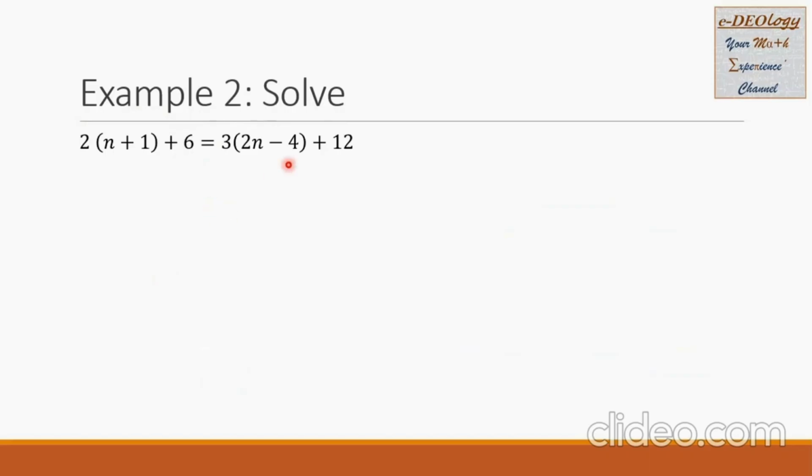Let us have example 2. Solve 2 times the quantity n plus 1, then plus 6 equals 3 times the quantity 2n minus 4, then plus 12. Step 1, simplify each side of the equation. So we can see here that both sides are not simplified, so we're going to simplify both sides.